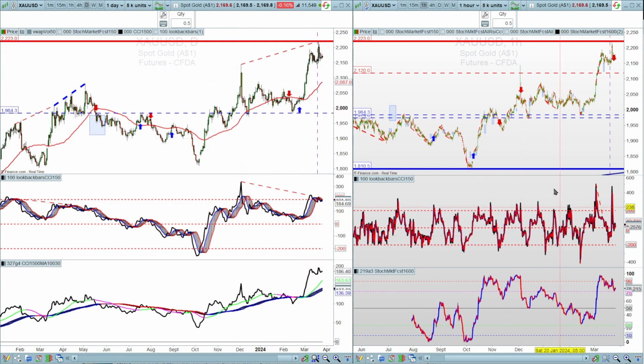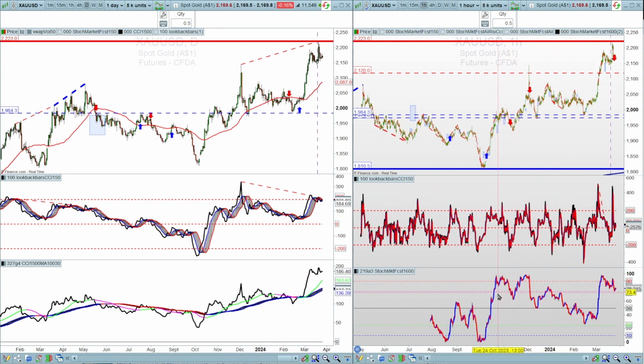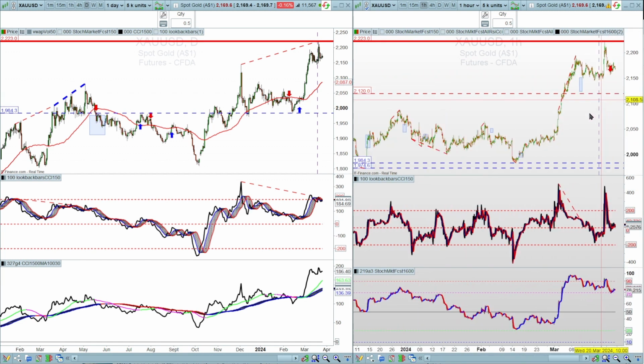Now, on the hourly chart, if we zoom out, I've got this stochastic market forecast indicator, which shows if it's been overbought, and it is actually retracing from the overbought territory at the moment. So we may see a bit of a pullback in the short term. There's no telling where it may stop, but at the moment it's still retracing to the downside.